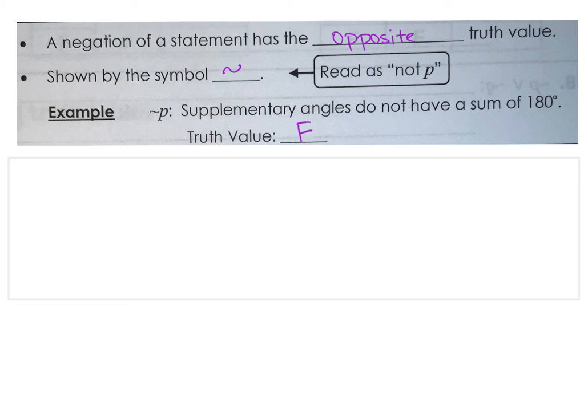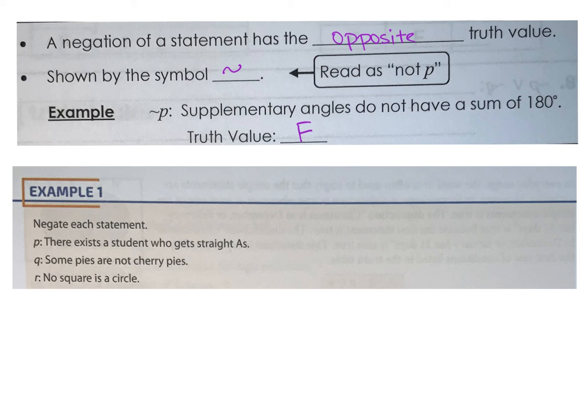So let's look at example 1 in your books on page 61. Negate each statement. There exists a student who gets straight A's. The negation of that would be what? No students get straight A's, or there does not exist a student who gets straight A's. Q, some pies are not cherry pies. If I wanted to negate that, I would say all pies are cherry pies. We're not determining the truth value of these at this point, right? Because we know the truth value is some students do get straight A's. The truth value is that some pies are not cherry pies. But the negation of that would be to just say something that means the exact opposite. All pies are cherry pies. That would negate it. Why wouldn't I just say some are cherry pies?